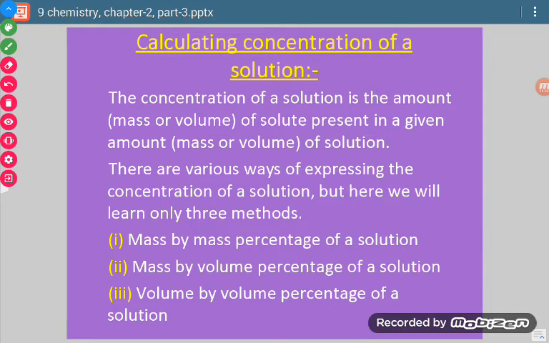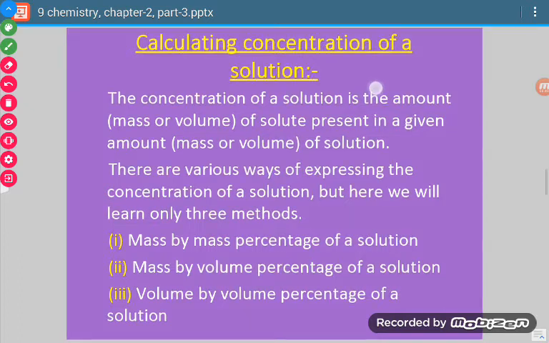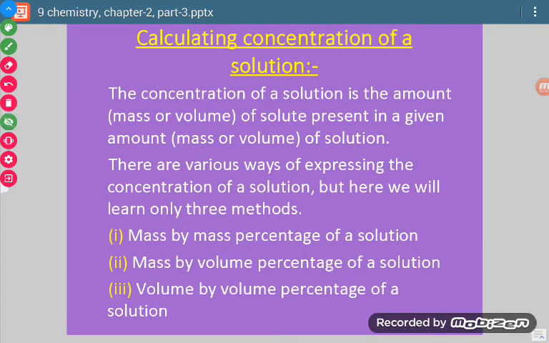The concentration word we studied in the last session also. So how can we calculate the concentration of a solution? In general, if we don't want to write the whole spelling, we can write CONC dot. This also represents concentration. Now see, what is concentration? It is the amount of solute present in a given amount of solution.